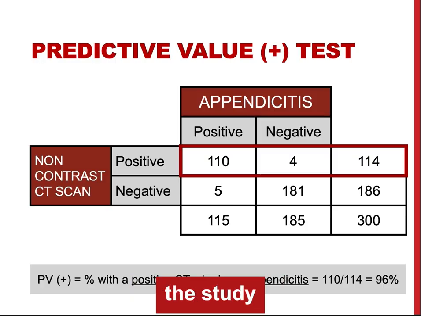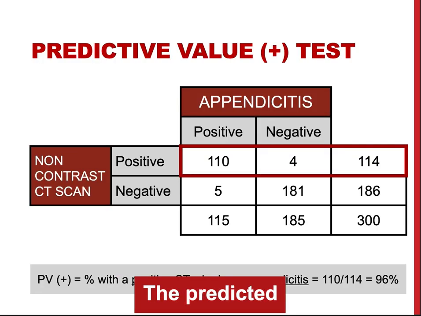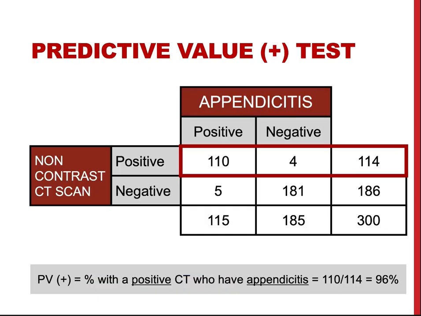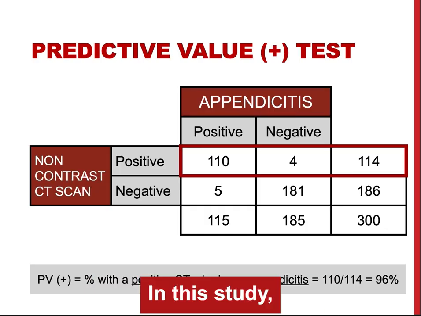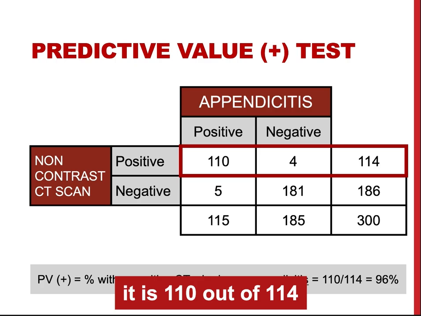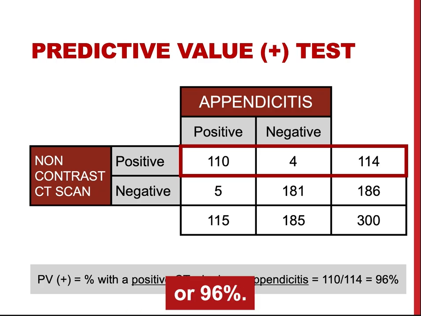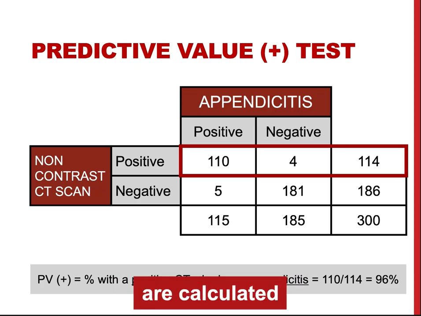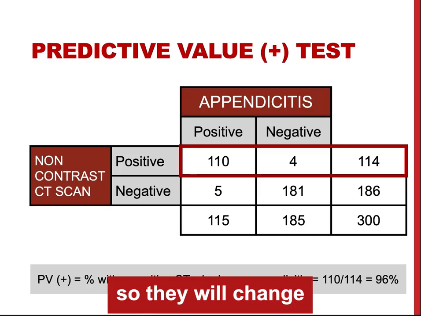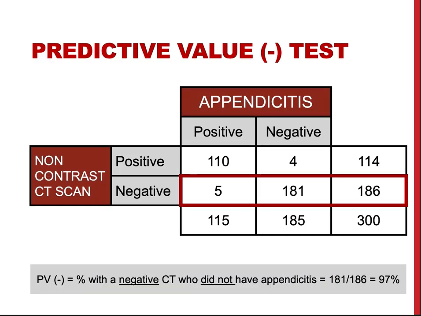Let's calculate the study predictive values. The predictive value of a positive test is a percentage of patients with a positive CT scan that had appendicitis. In this study, it is 110 out of 114, or 96%. Note that predictive values are calculated horizontally, so they will change as prevalence changes.